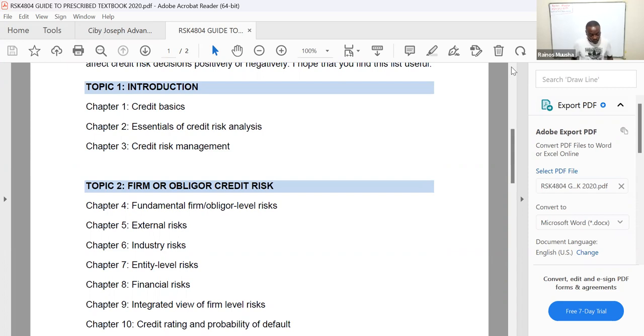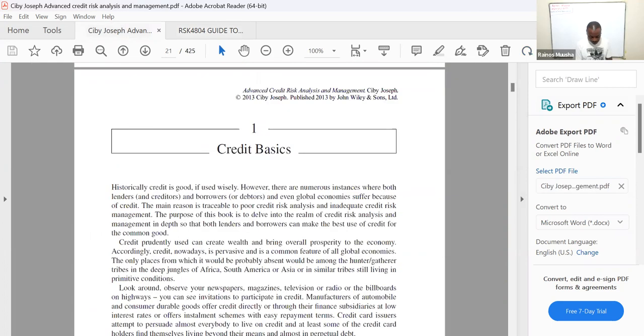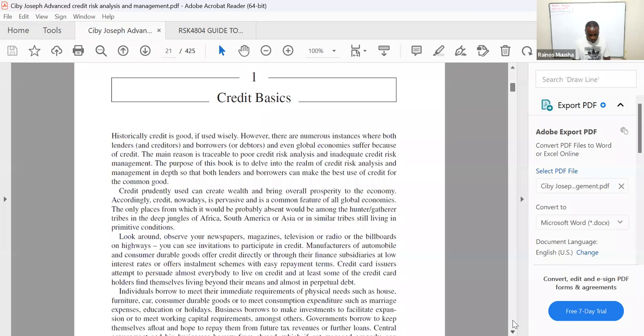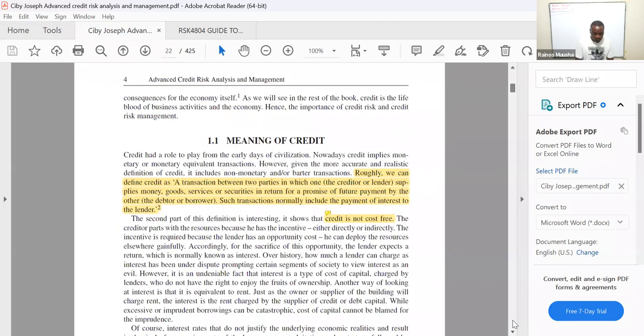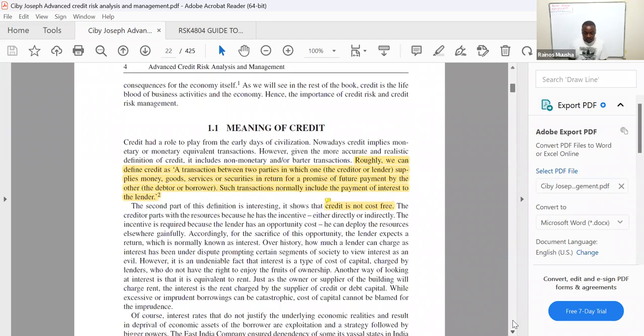Today we're going to be looking at chapter one, chapter two, and see how far we go with chapter three as well. We're looking at topic one, which looks at introduction. Chapter one of the textbook looks at credit basics, right? And in section 1.1, we look at the meaning of credit.